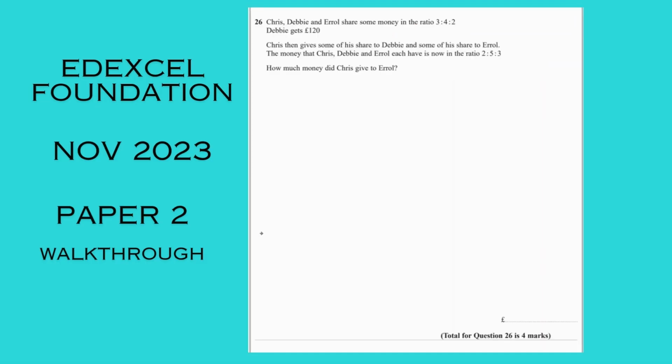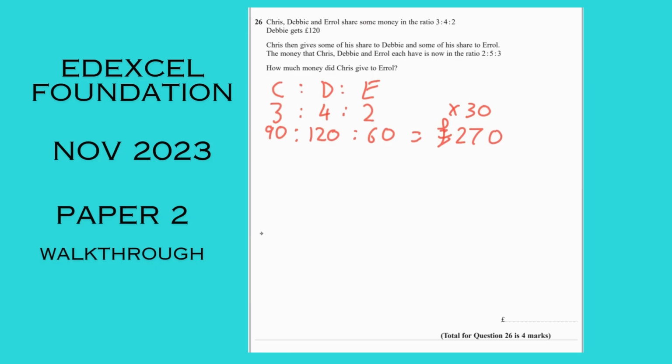So very wordy for question 26. That means get it organised and it's ratio. So order is important. First job, get the details nice and simplified here. Debbie gets 120. Do a divide. 120 divided by 4 means there is a multiplier of 30. So Chris is getting the £90 and Errol's getting 60. But most importantly, that means there is a total of £270 between these 3 friends.